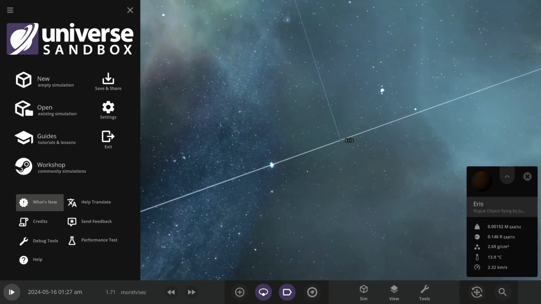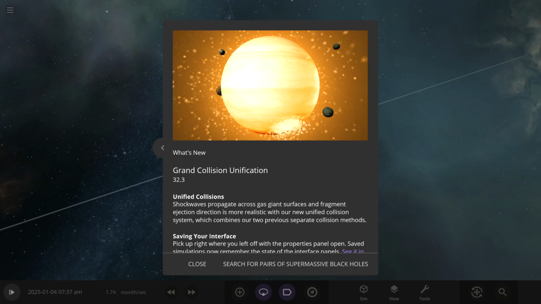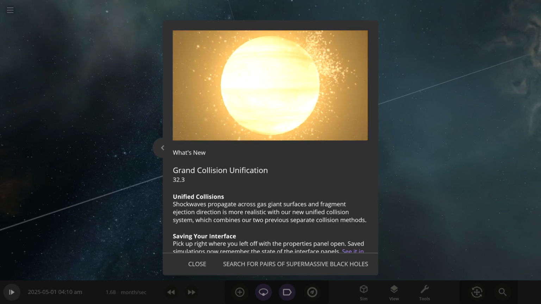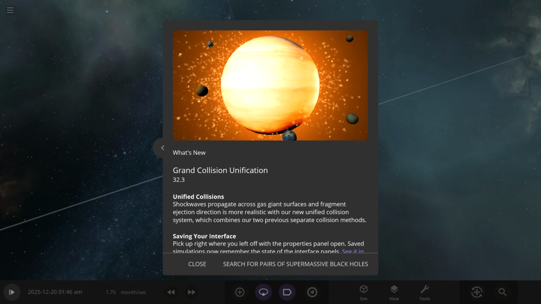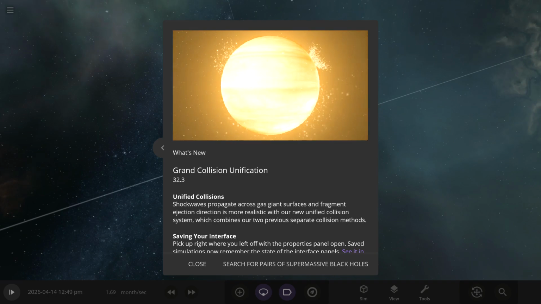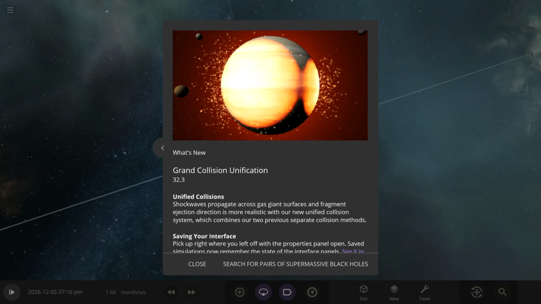Today we have a new update which is called Grand Collision Unification. I don't know what unification means, but actually I have no idea what it means. Like, I can't even guess. But let's just read about it. Unified collisions.